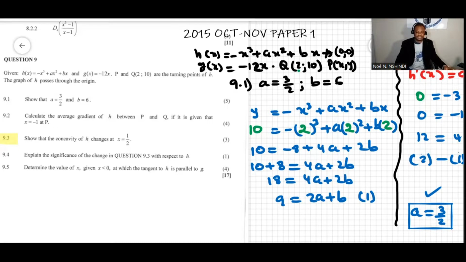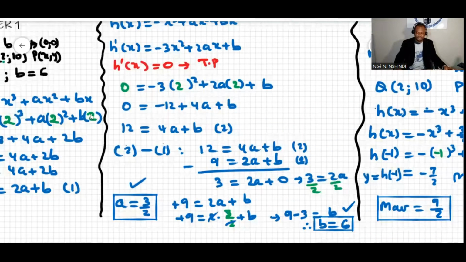The question says show that the concavity of h changes at x is equal to a half. All right, there are some rules for the concavity. I'm going to move my board over here.